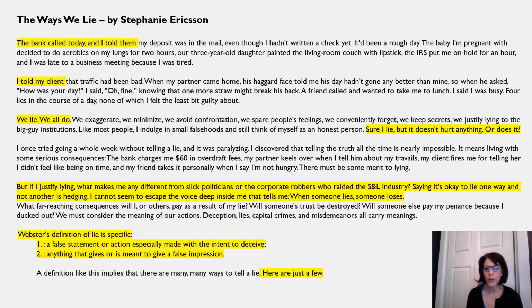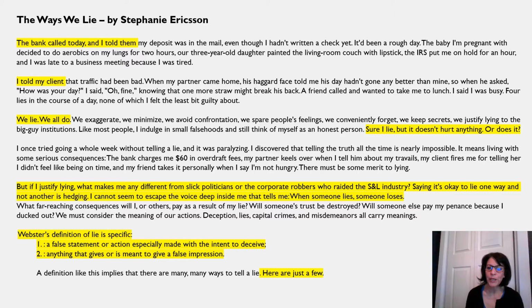And so this is her way of engaging us to see that maybe we have something in common with her. It's only after she has established this kind of rapport or relationship with us as a reader that she comes out with: we lie, we all do.